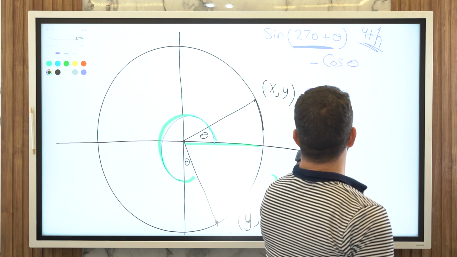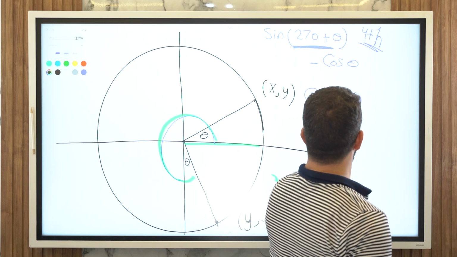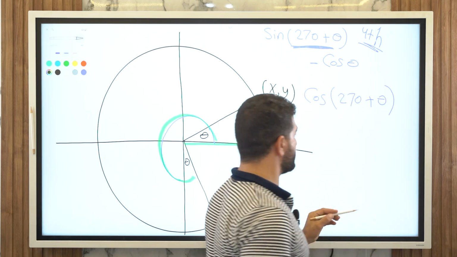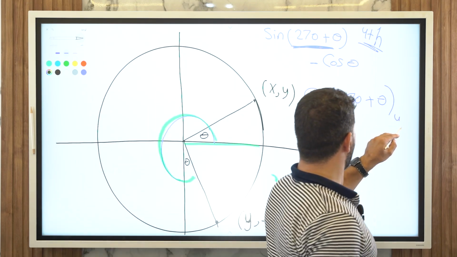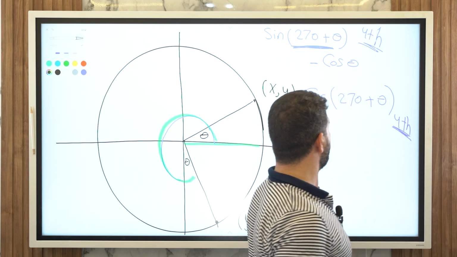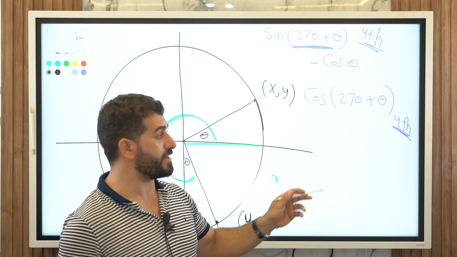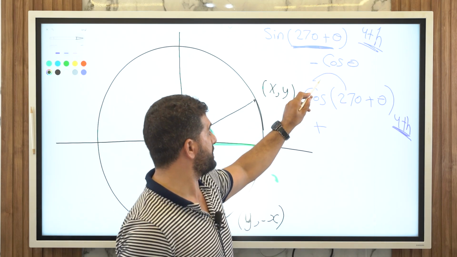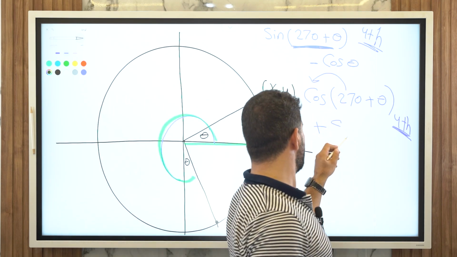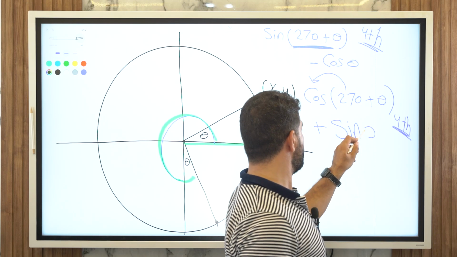What about cosine 270 plus theta? The same questions. Ask yourself about the quadrant. It's the fourth quadrant. What is the sign of cosine? It's positive. But 270 changes from cosine into sine, so it will be sine theta.